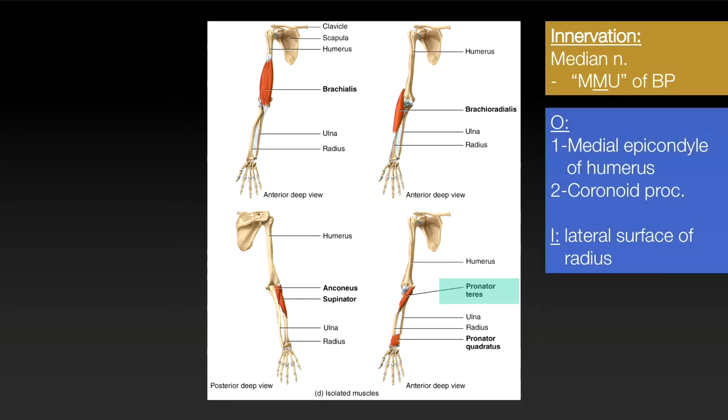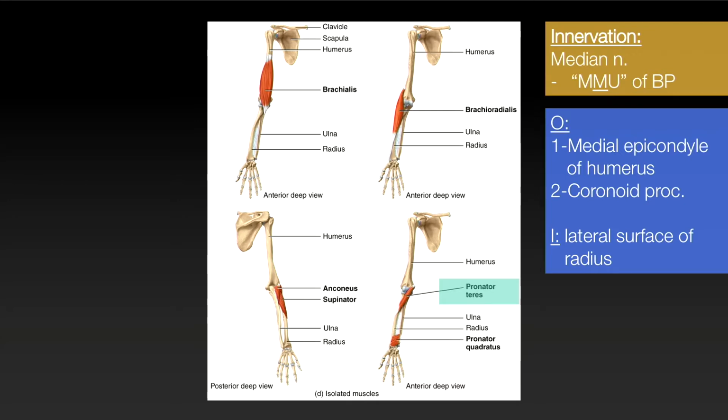And this has a somewhat complicated origin and insertion. There are 2 points of origin for this muscle and 1 insertion across from the medial side to the lateral side of the forearm. And what that allows us to do is, when that muscle shortens in contraction, to bring the lateral side of the forearm more medial, to pronate the forearm.